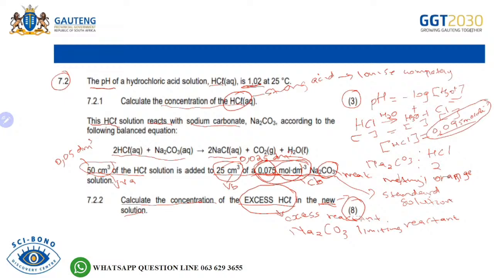So I'm going to give you just 4 minutes because it's 8 marks and there's too much that you have to do on this question. I'll give you 4 minutes just to try this question, and then when we come back after 4 minutes, we'll go and look at the possible answers. So our 4 minutes starts now, where we calculate the concentration of excess HCl in our new solution.